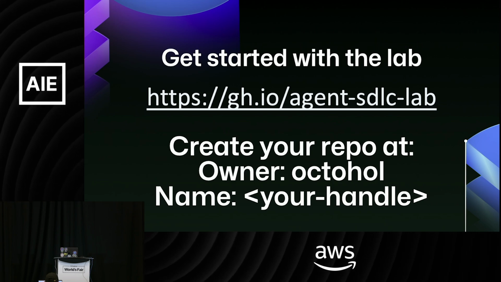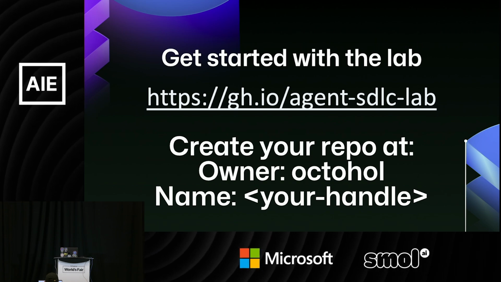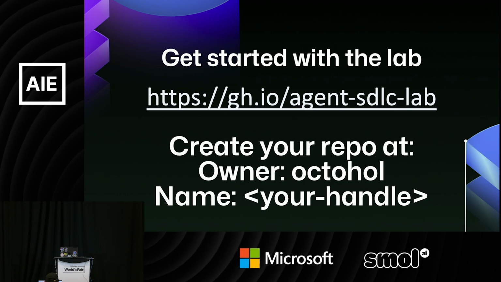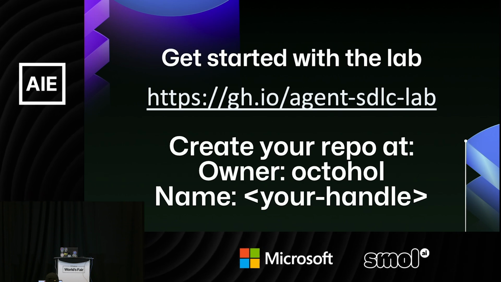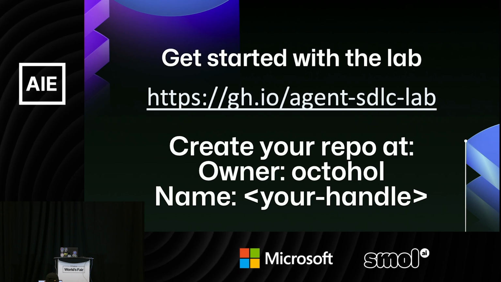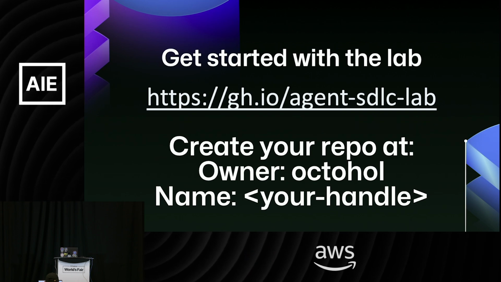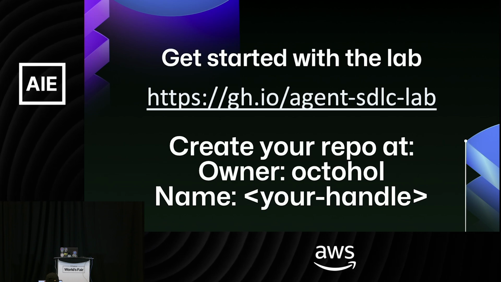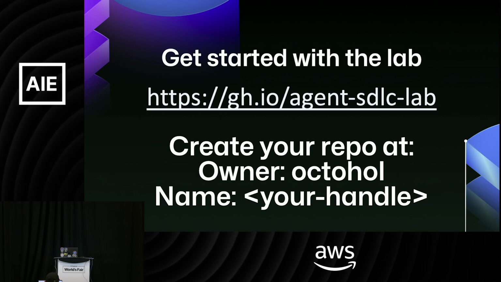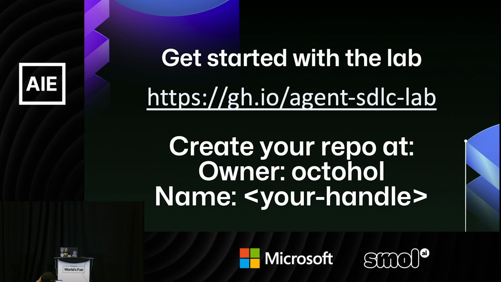So gh.io/agent-SDLC. Here you have an SL. We want SDLC, yep, -lab. Enter. There we go. And so now go ahead and scroll on down, and you'll notice there's step 0. Let's go ahead and go right into step 0.